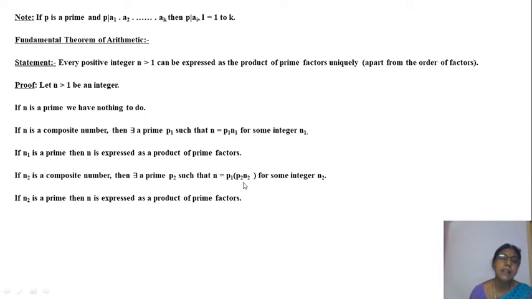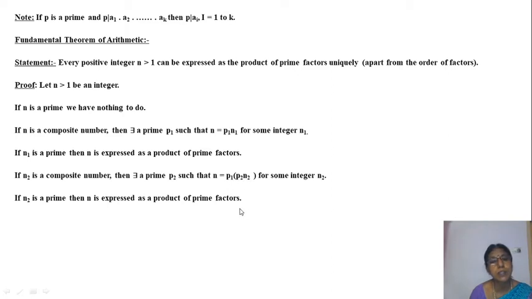Then also 2 cases arise. Here you observe n is equal to p1 into p2 into n2, already p1 prime, p2 prime. Here also we have 2 cases, n2 is prime or n2 is composite. If n2 is prime, then n can be expressed as a product of 3 prime numbers. It is over, we can stop there. But suppose n2 is a composite number, again you write it as a product of p3 n3.